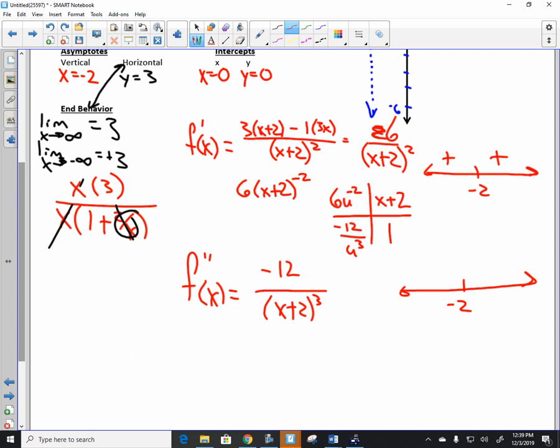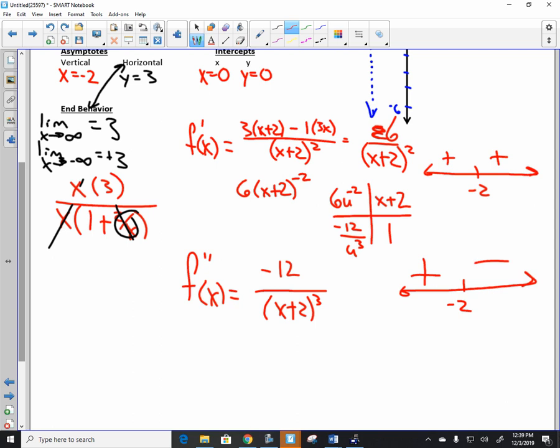Is the top ever equal to 0? Is the bottom always positive? No, so we need to test, and we're going to test on either side of -2. What value would you like to plug in that's to the left of -2? If I plug in -3, -3 plus 2 is negative. Cubed would be negative, and a negative divided by a negative is positive. Now what value would you like to plug in? 0 is a great number to plug in. Plug in 0 plus 2 and cube it, we get a positive. Negative over positive is negative.